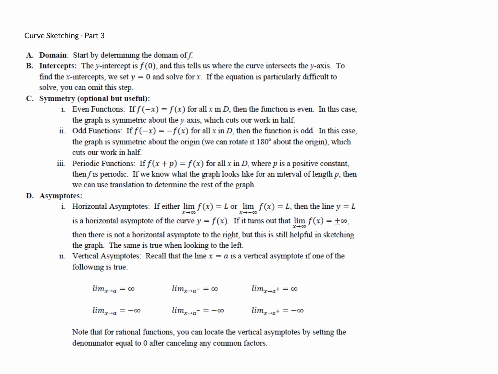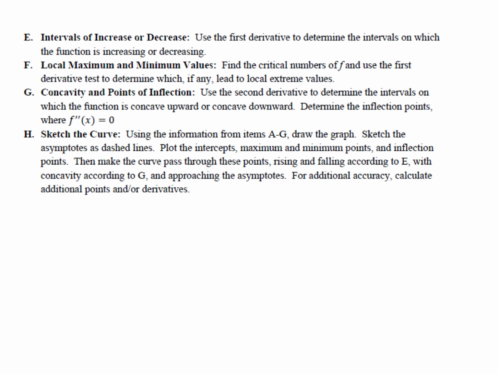For rational functions, it's not that difficult. We locate the vertical asymptotes by setting the denominator equal to 0 after canceling any common factors. We also could have slant asymptotes. I haven't listed that here, but we have seen with some rational functions, we have slant asymptotes. That is also something that we would want to include in our graph. All right, this is the first half of the items. Let's look at the second half.